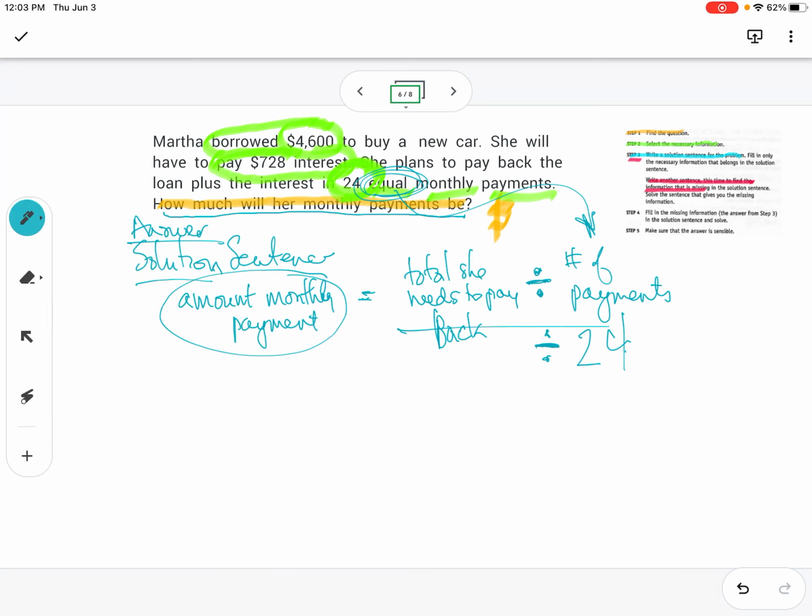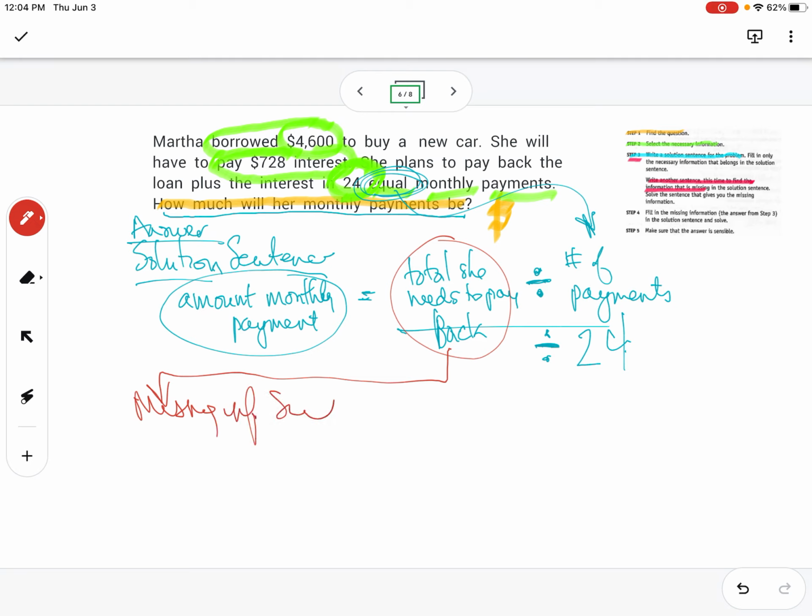The other thing that I need to know to get my solution figured out is the total amount that she needs to pay back. Now, when I look at the total amount she needs to pay back, that is not a number that they gave me in the question. So this is another example of, this is something I don't know yet. I can know it. I have enough information to find it out, but I don't know it yet. So this right here is what we're calling our missing information. So we're going to take our missing information and write our missing info sentence.